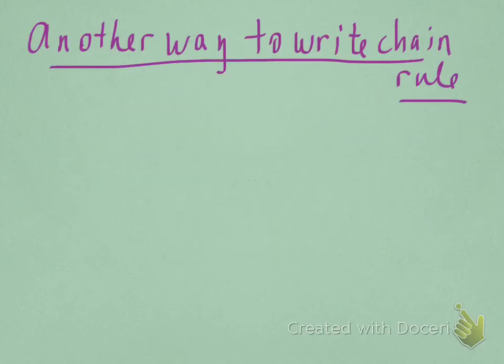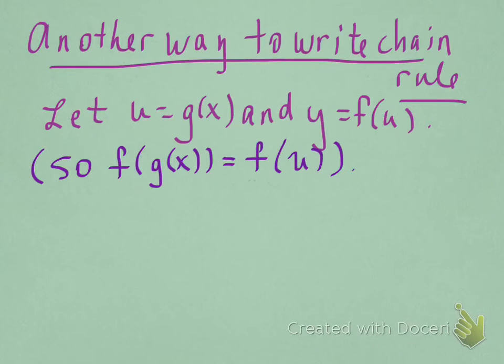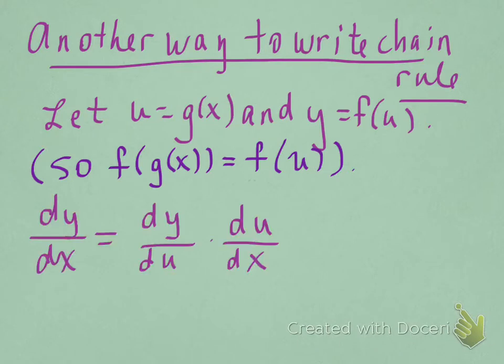That's the chain rule. And there's another way to write the chain rule, which is we could let u equal g of x and then y equals f of u. So notice that if we filled in g of x for u, we would have y equals f of g of x. So this is just using a substitution for g of x. So f of g of x is f of u. Then we could write the chain rule as dy dx equals dy du times du dx.